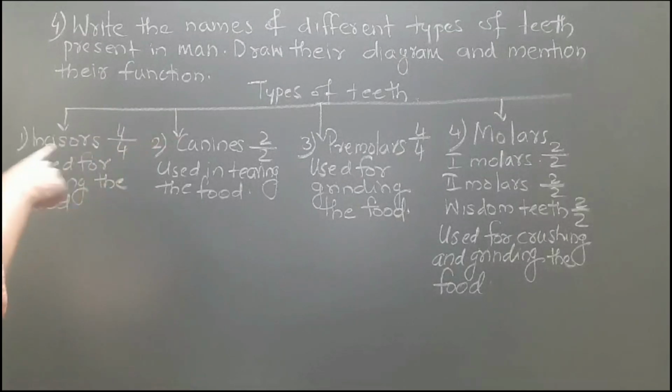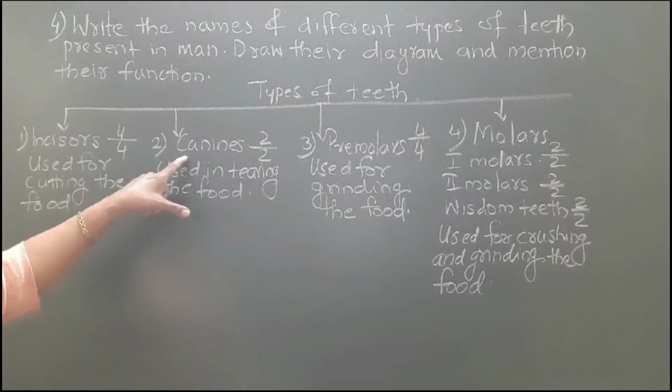Here, types of teeth. There are 4 types of teeth. Number 1 incisors, number 2 canines, number 3 premolars, number 4 molars. Molars itself there are 3: first molar, second molars and wisdom teeth. So first one is incisors. Incisors there are 4 in the upper jaw and 4 in the lower jaw. The function of incisors is used for cutting the food.